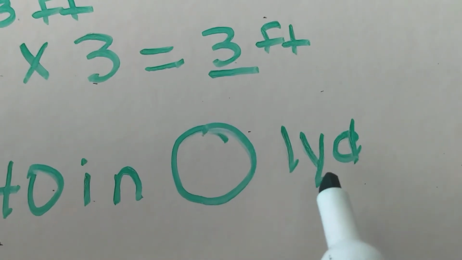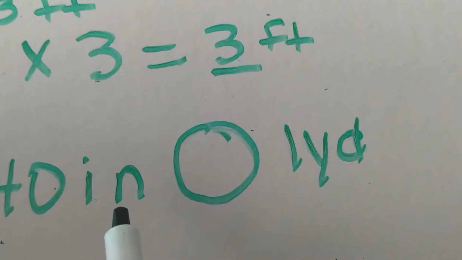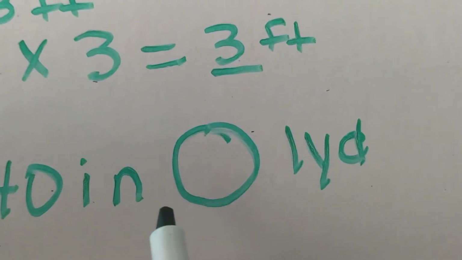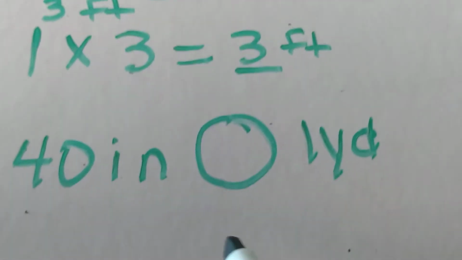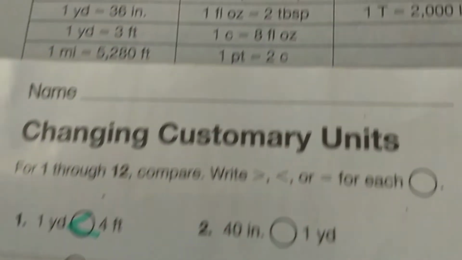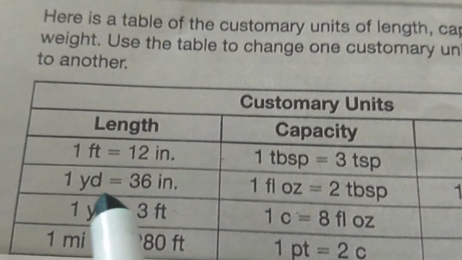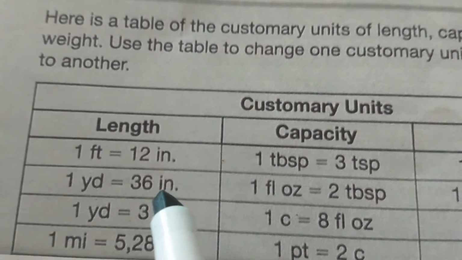Okay, so we're going from yards to inches. I have 1 yard. And we're looking at inches. Most of you already know this answer. I don't have to multiply 1 times a number. Yards to inches. Let's look at the top of our chart here. And we're comparing yards to inches. 1 yard is equal to how many inches, guys? 36 inches. Yes, very good.